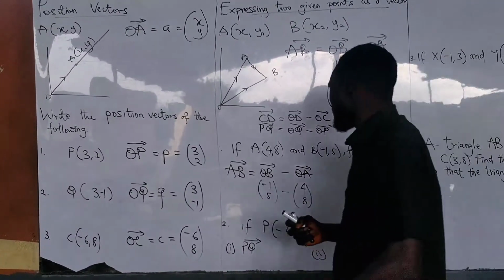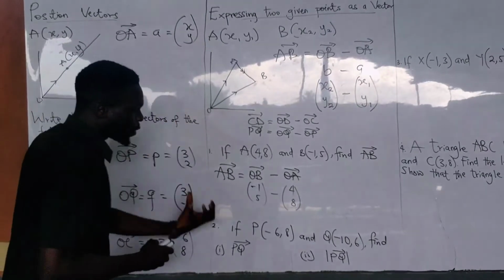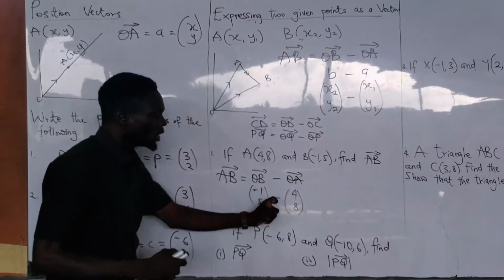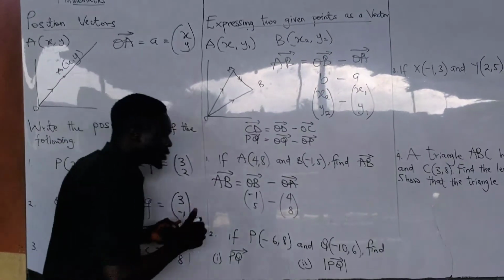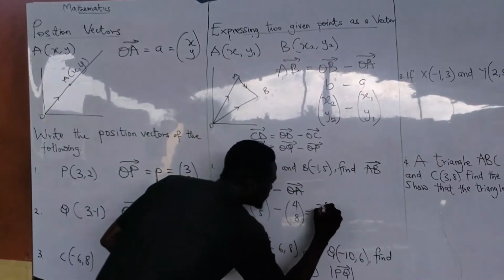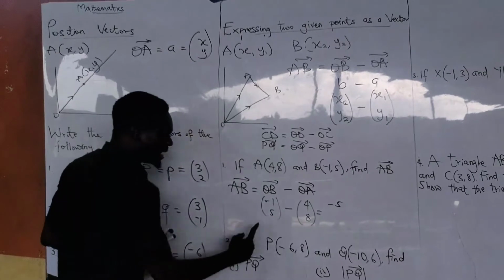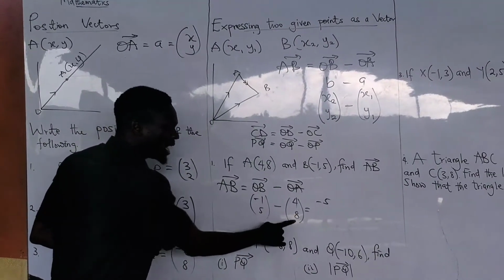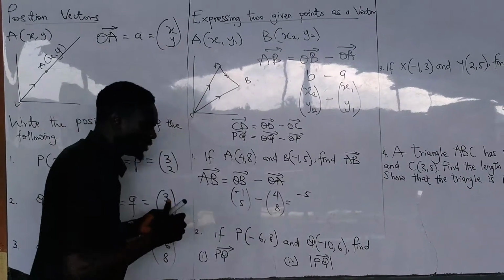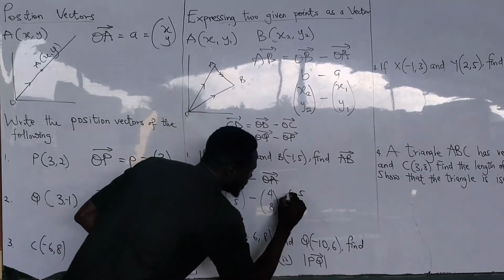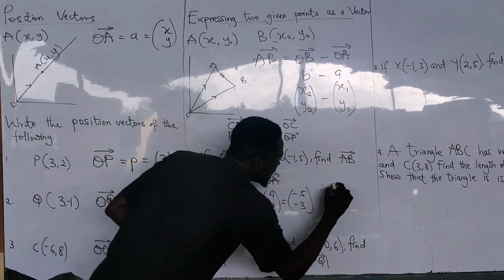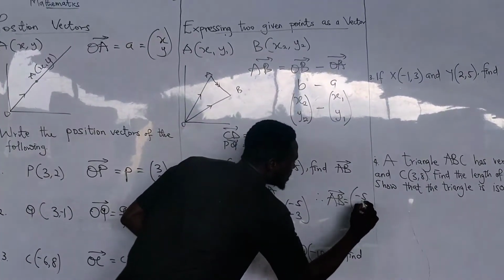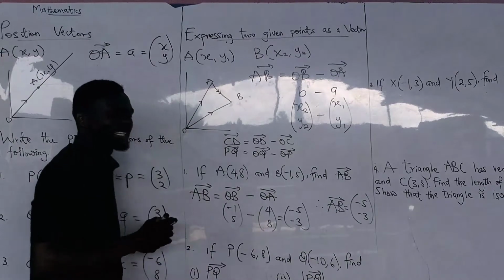So negative 1 minus 4 is going to give you negative 5. Then 5 minus 8 will give you negative 3. So therefore, the vector AB is equal to negative 5, negative 3.